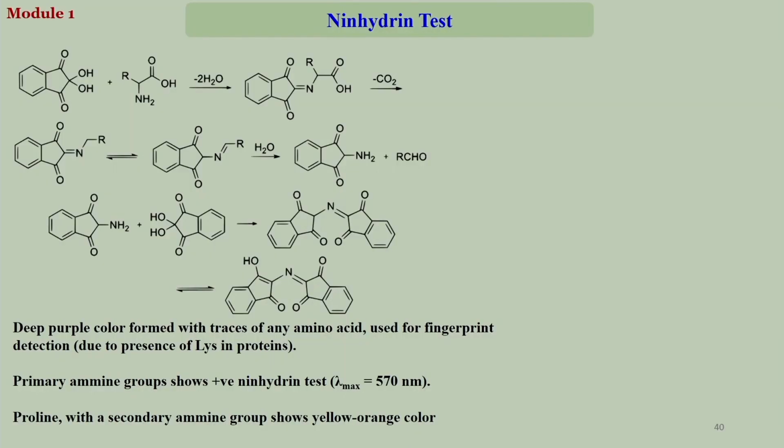So now, how do you test for an amino acid? How would you identify the presence of an amino acid or a protein? This is a classic test that is usually done to find out whether something is a protein or not. It is called the ninhydrin test, and you have probably heard that name. It is the same test that is used for fingerprint detection.